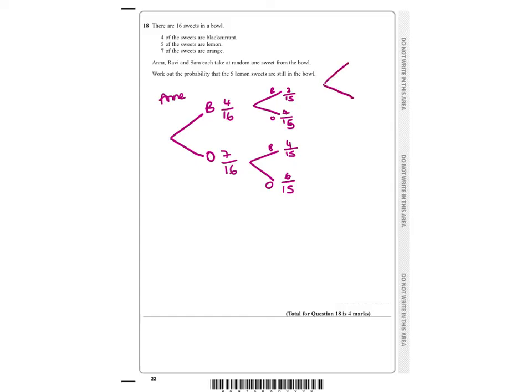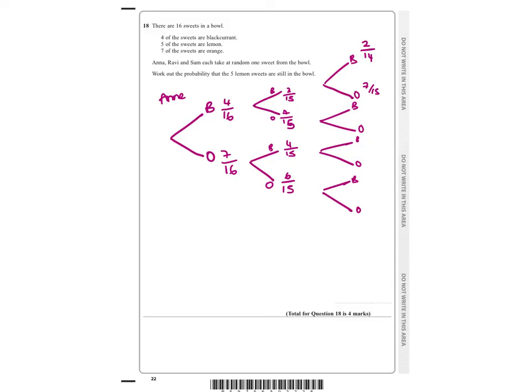So Sam still has the option to take a blackcurrant or an orange because we don't need to worry about the lemon. Okay, because the lemon, no one can take the lemon because we still want 5 of the lemons left. If he takes a blackcurrant after Anna's taken a blackcurrant, it's going to be 2 out of 14. If he takes an orange, there is still 7 out of 15.